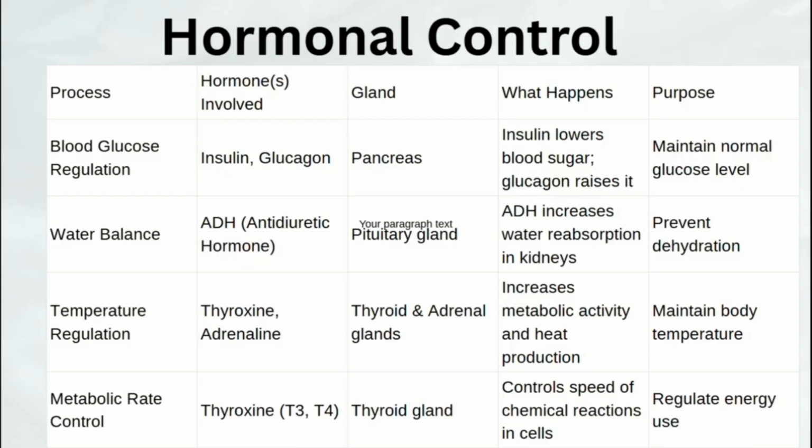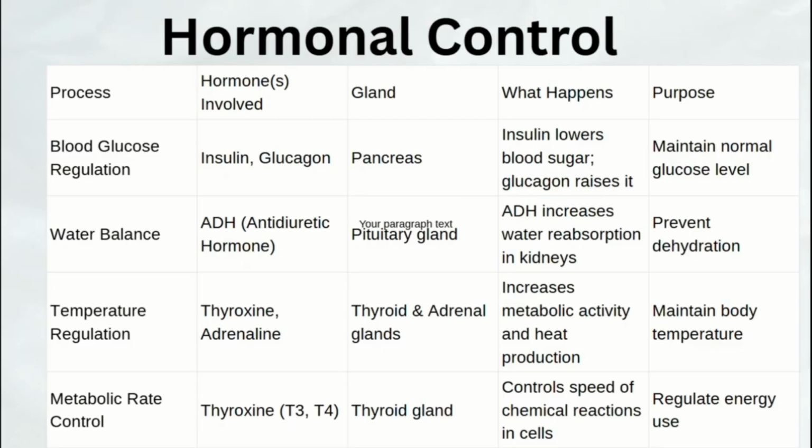So blood sugar, that's a very popular one, as I said before, and they love insulin and glucagon, especially for people who have diabetes, because insulin is going to lower the blood sugar and glucagon is going to raise it. If we're talking about water balance, then you have the pituitary gland producing ADH, and ADH increases water reabsorption in the kidney and prevents dehydration.